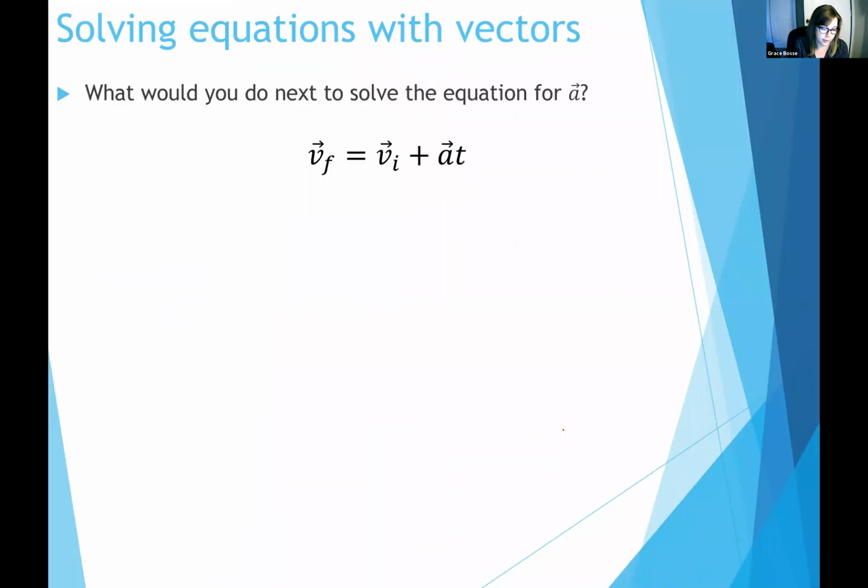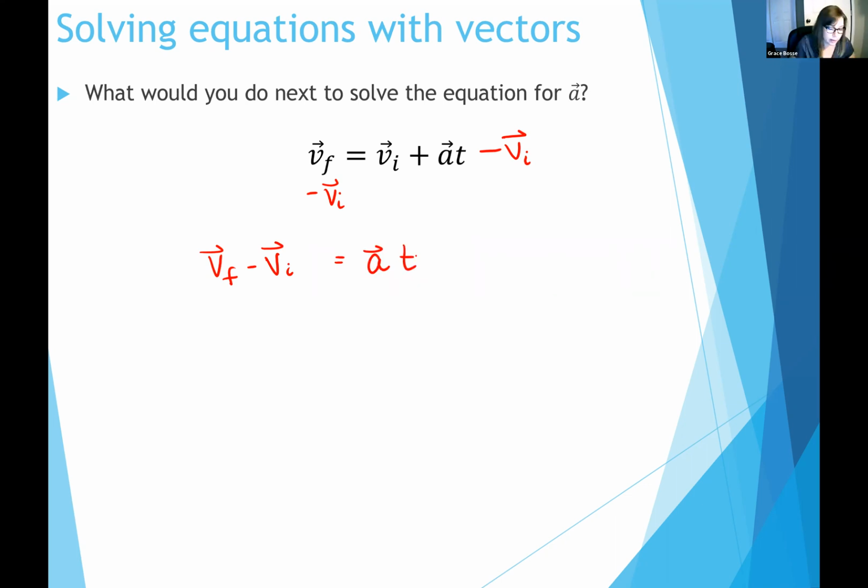Let's say you have the equation VF equals VI plus AT, where VF, VI, and A are all vectors. Let's say you want to solve for vector A. Approach this just like any other algebraic expression. I want to get A all by itself. Following our rules of algebra, I am going to subtract vector VI from both sides. That's allowed. So now I have VF minus VI is equal to A times T.